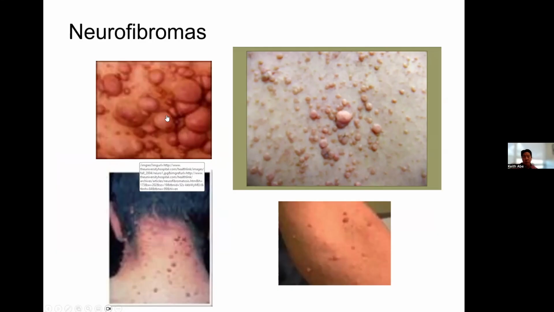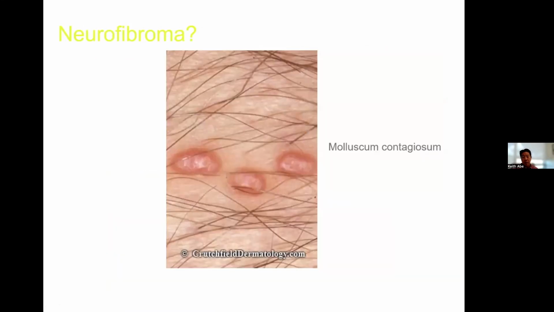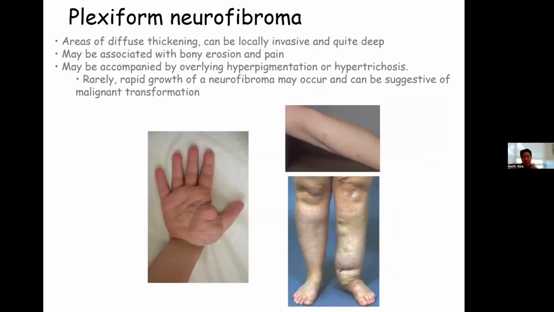In general, though, we don't tend to do something for them unless they're compressing a nerve or causing discomfort. So often, even though patients have 1, 2, 12, 20, until they're causing something like a neuropathy, we won't go after them because they often tend to just grow back. And I had a whole slide of things that look lumpy, but not everything that's a lump is a neurofibroma. And the other one that's interesting also is plexiform neurofibroma.